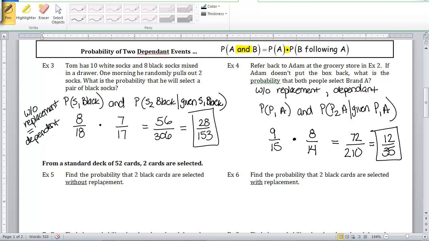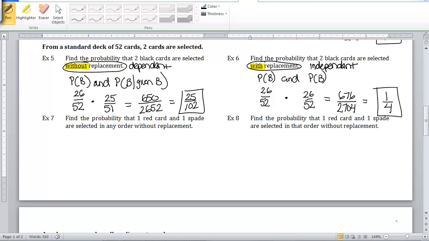Notice in 5, you are not replacing the card before you select the second card, but in 6, you are replacing the card before you take the second. So in example 5, since we did not replace the card, when I was finding the probability of getting a black card the first time, there are 26 black cards and 52 total. But since I didn't replace it, when I pull my second card, now there are only 25 black cards and only 51 total. Multiplying those and simplifying gave me a probability of 25 out of 102.